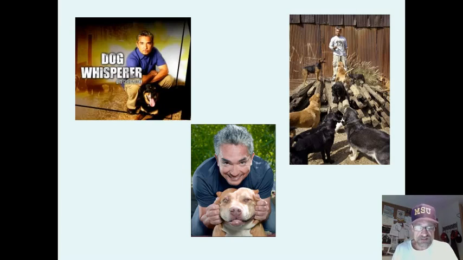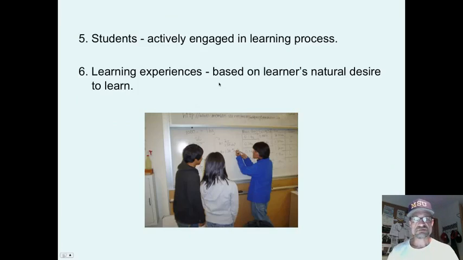When I first started to try to train my dog, I thought I would teach him using solely behavioristic techniques. I would use reward and punishment. Well, Cesar Millan says, yes, you can still use rewards and punishments, but it's done in the context of the dog's natural desire. This is the idea behind humanistic learning theory and this last one, based on learners' natural desire to learn.